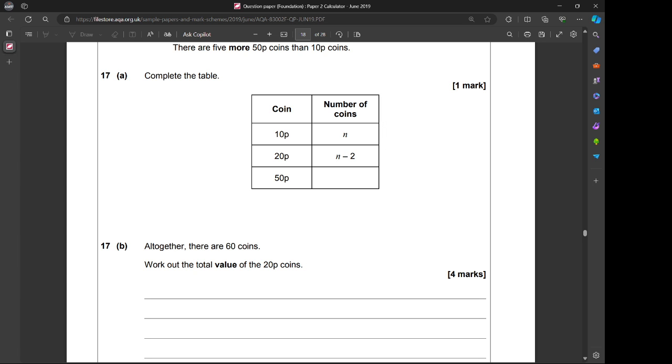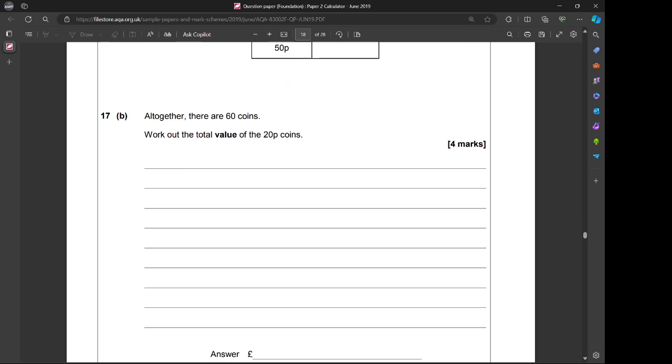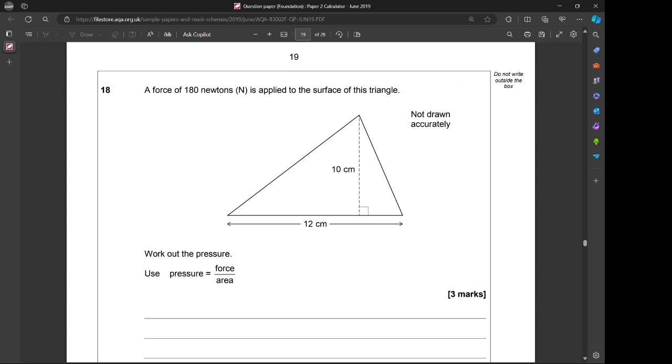We sub in 19 into here. So we do 19 minus 2, which will be 17. So the value of your 20p coins, we do 17 times 0.2. Let's just check on my calculator to avoid mistakes. It is £3.40, and my answer for part B is £3.40.